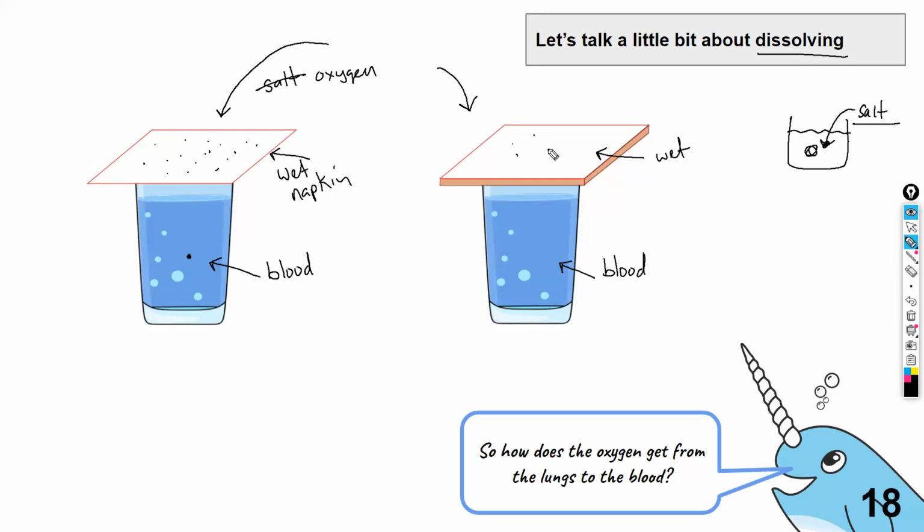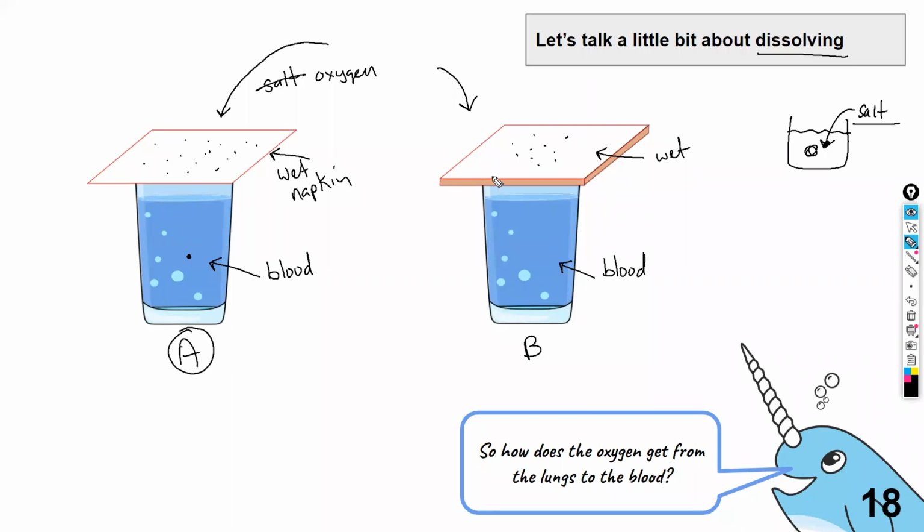And we sprinkle salt here as well. Now remember, this napkin is thicker, this napkin is thinner. I'll call this A and I'll call this B. Which one, in which scenario, will the blood have more salt? We're looking for the diagram that will have more salt inside the blood. The answer would be A, right?